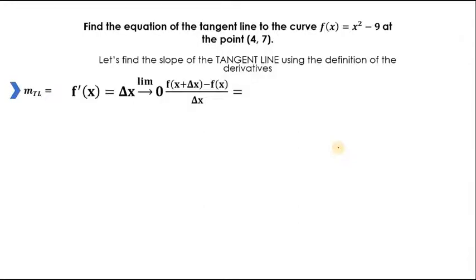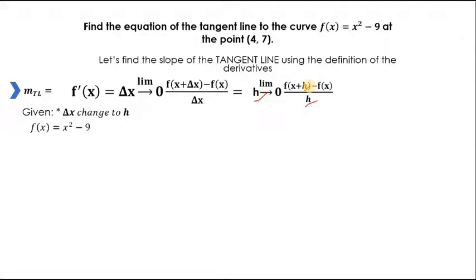So, in my previous video, this is the definition of the derivative, the limit definition of the derivative. In this case, I change delta x to h to avoid confusion, just to handle the equation smoothly. Look, I change all my delta x to h. So, they are just the same, just to make our equation kind of friendly. So, again, the given here is f of x, my function, x squared minus 9, and I have my point 4, 7, the ordered pair, or the point of tangency, where my line touches.